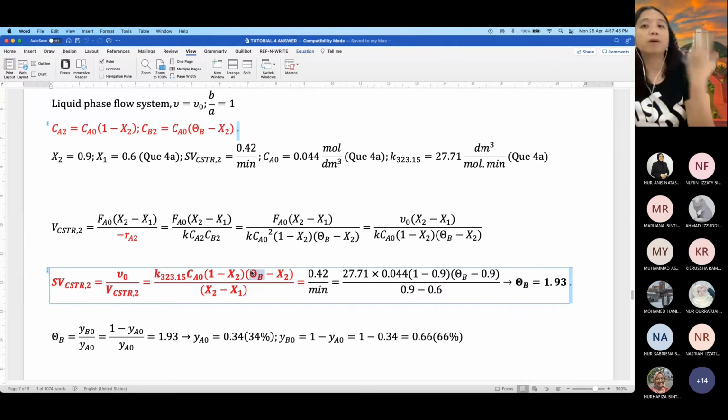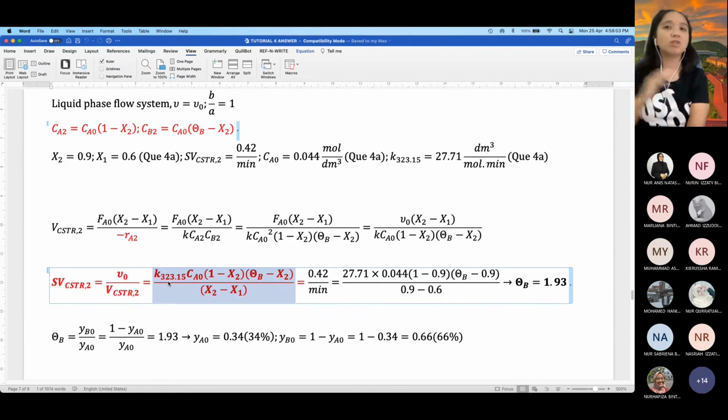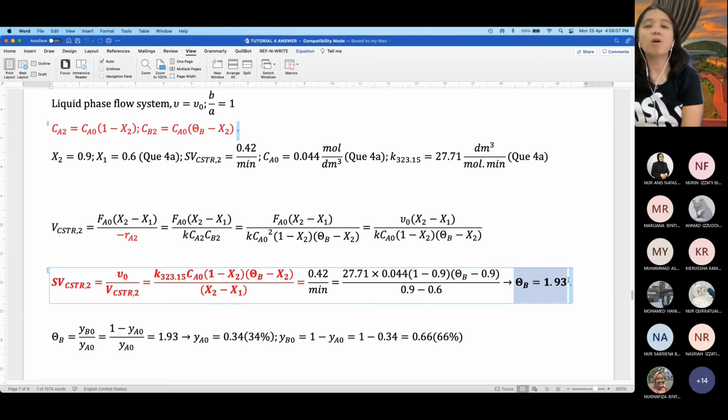Then boleh saya tahu berapa fraction yang baru. Okay, so means in this question, we want to find theta B. We want to find the new theta B in order to solve the question, what is the new mole percent of A and B. Okay, so as I discussed, the rest we already know. The values are already given. We can already get theta B as 1.93.